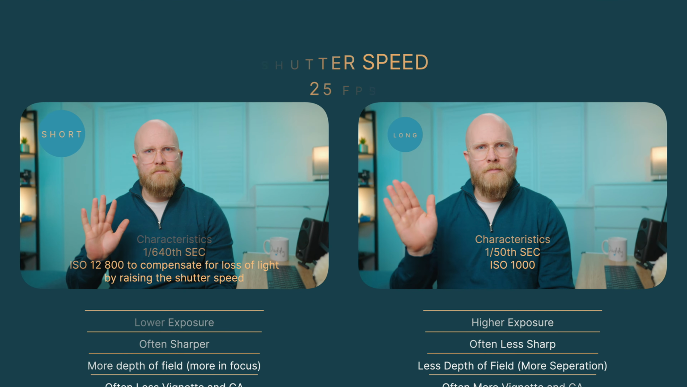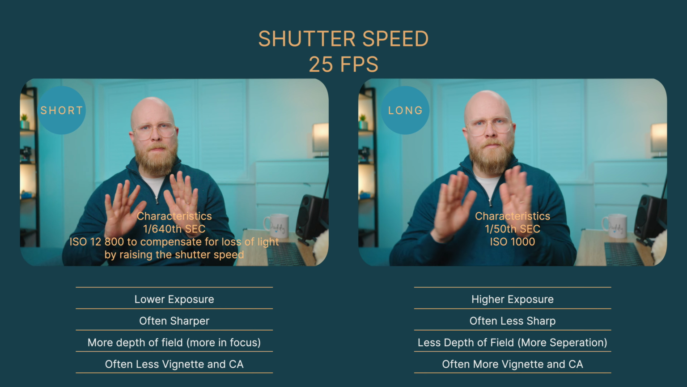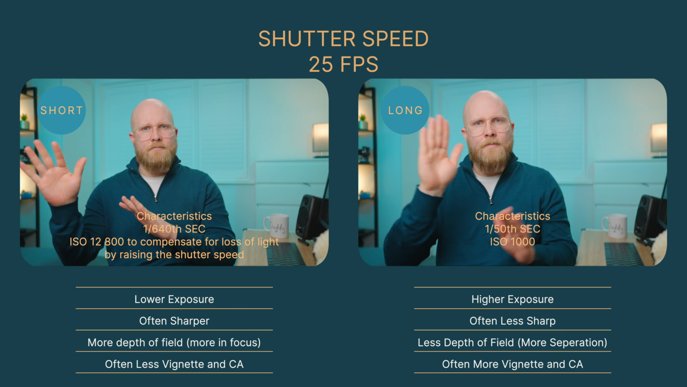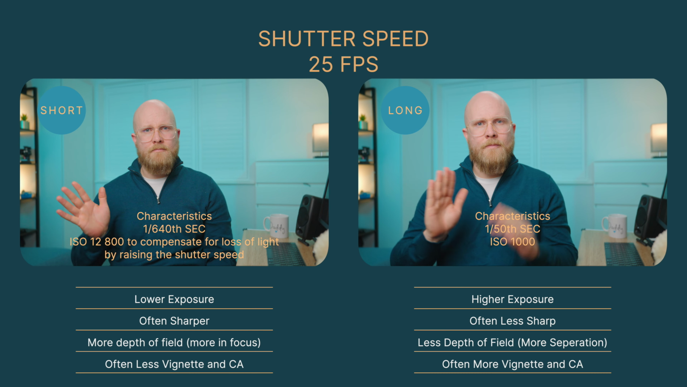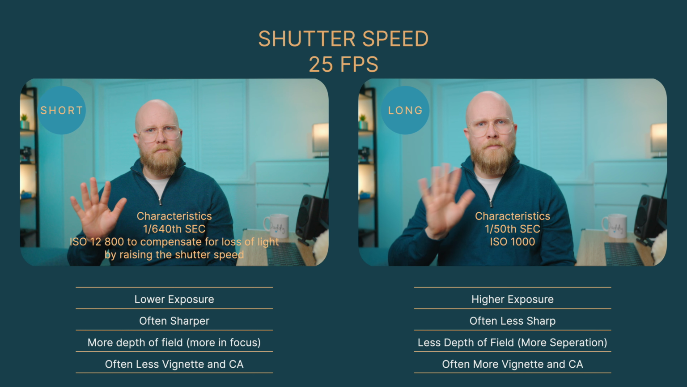But there is a guideline, and that is the 180-degree rule. What that basically means is, if I'm now recording at 25 frames per second, my shutter speed should be 1/50th of a second. So you're doubling the amount of shutter speed compared to the frame rate. So if I was shooting slow motion, I would shoot at 100 frames per second, and then my shutter speed should be 1/200th of a second.